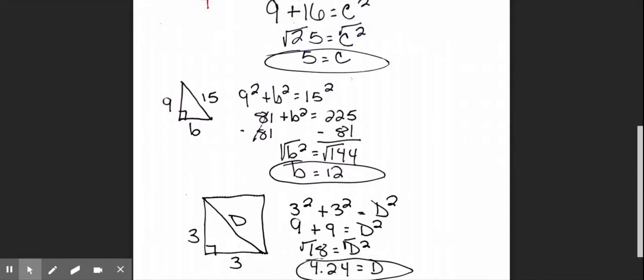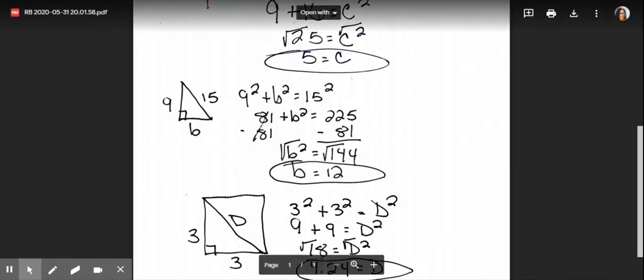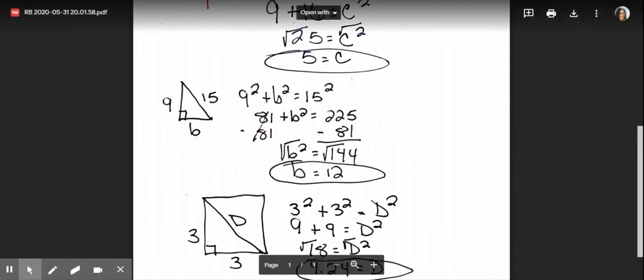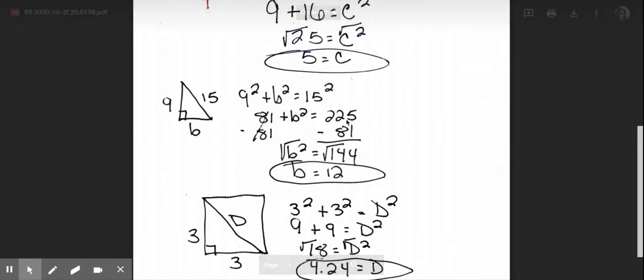If we look at our next example here, 9 is one leg, then our next leg is b. We don't have that one, but it gives us our hypotenuse. So we have 9 squared plus b squared is equal to 15 squared. So 9 squared is equal to 81 plus b squared is equal to 15 squared, which is 225.